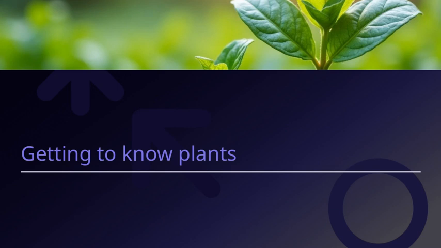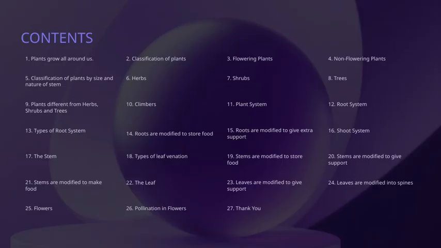So let's get started. Let's take a look at the contents of today's presentation. We will start by understanding that plants grow all around us, which is something we often take for granted. Then, we'll explore how plants can be classified based on their size and the nature of their stems. You'll see that plants are different from herbs, shrubs, and trees, which is an important distinction.